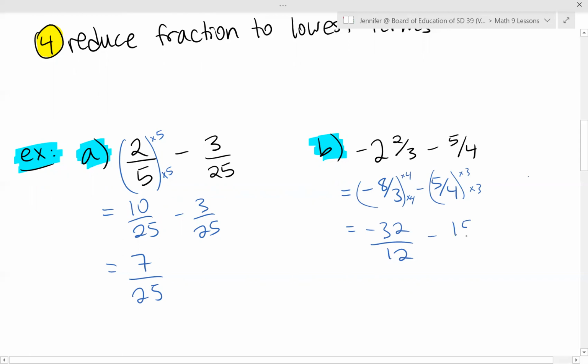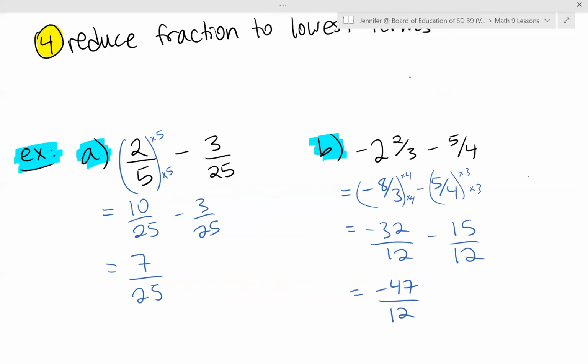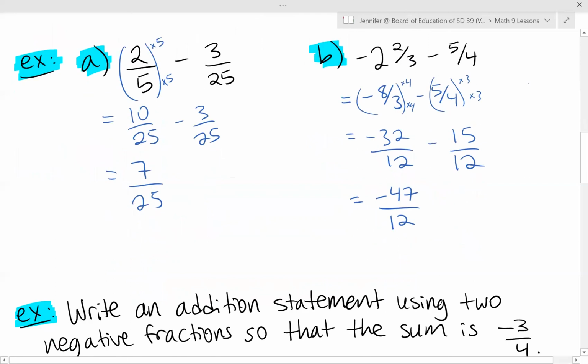This gives us -15/12. If you need to use a number line for this, you totally can. But if we're at -32 on our number line, and we're subtracting 15, we're going to go left, so we're going to have a more negative number. So -32 minus 10, that would get us -42. Minus another 5 would get us -47/12. And then we see, can we reduce this any further? Well, do 47 and 12 have any common factors? No, they don't, so then our answer is finished.